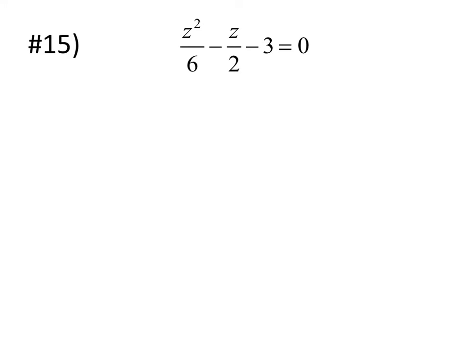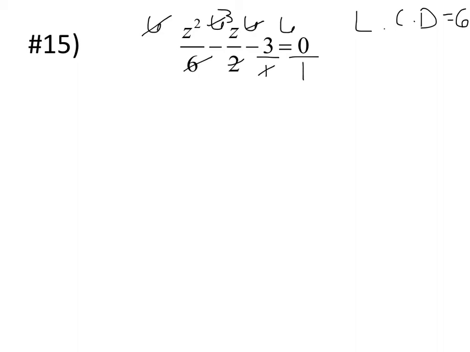Okay, now if you have a fraction, the first thing you want to do is multiply by the LCD. So remember, your LCD, always put everything over 1. So I need my least common denominator from 6, 2, 1, and 1. So that's going to be 6. So I'm going to multiply 6 by every piece. So these 6's cancel. 6 divided by 2 is 3. 6 divided by 1 is 6. And 6 divided by 1 is 6. So then you multiply. So you have z squared minus 3z minus 18 is equal to 0.